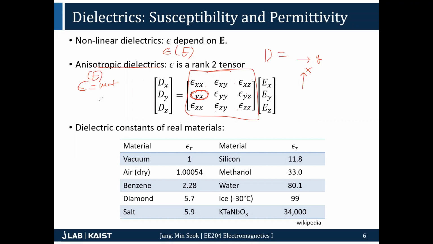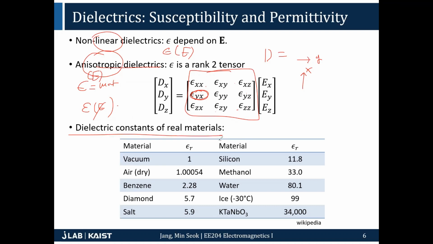But that's kind of too much for this course. So we assume a linear and isotropic case. In our lecture, we just assume that epsilon is not dependent on the electric field, and epsilon is not a matrix. It's just a scalar, just a number.